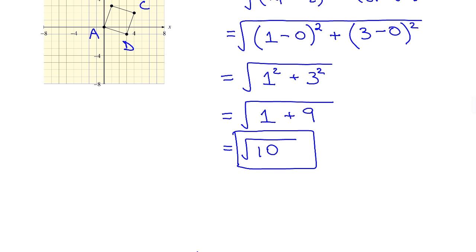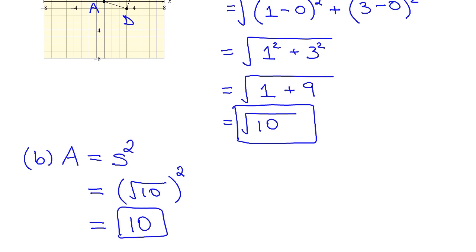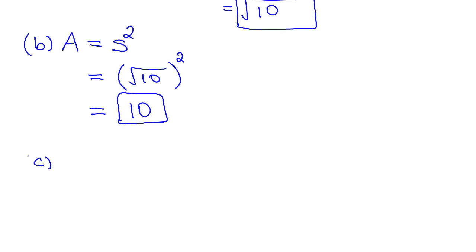Part B was to find the area of the square. We know that the area of a square is equal to the side squared. The side length is the square root of 10, so this is equal to the square root of 10, squared, which is just equal to 10. So the area of the square is 10 square units. And part C was to find the perimeter of the square. The perimeter of the square is 4 times the side length, and so that is just 4 times the square root of 10.